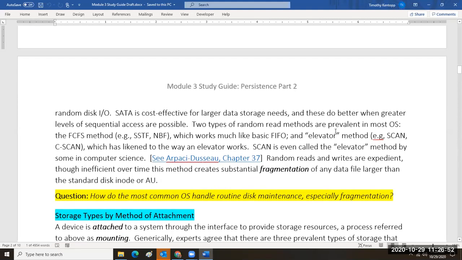But one of the things that you want to spend a little bit of time reading about in chapter 37 is this idea that you have basic methods that are first in, first out, and then you have more elegant methods that involve this concept of an elevator method, right? So the scan and C-scan methods employ this idea of the way an elevator works. What do we mean by that? In a nutshell, if you get into an elevator, well, how often are you in an elevator all by yourself in a very large office building?